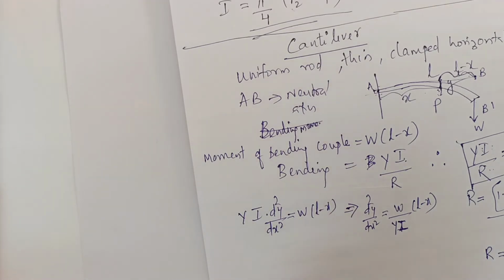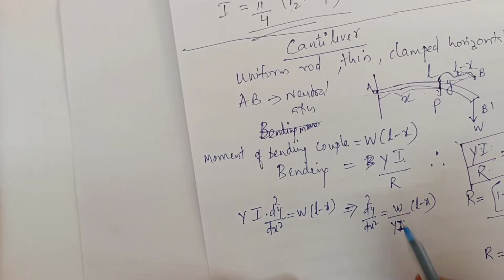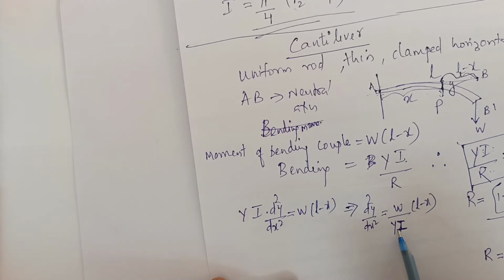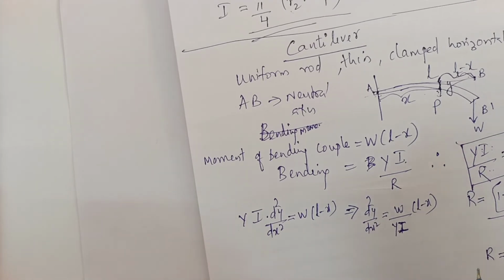This equation can be solved to get the value of depression at the free end, that is, x is equal to L at the free end. We have to integrate this. We know when d square y by dx square is integrated you will get dy by dx. And W by YI is constant, the weight. Who is changing there? L minus x is changing. So when you are integrating L with respect to x, L dx gives Lx. When we integrate x, what do we get? x square by 2, plus a constant.